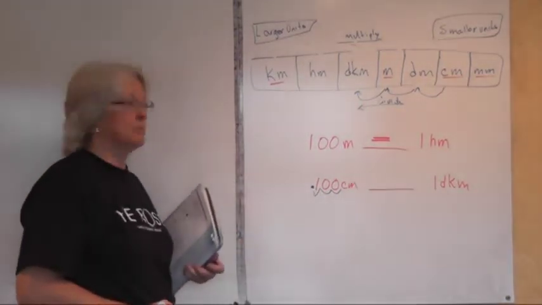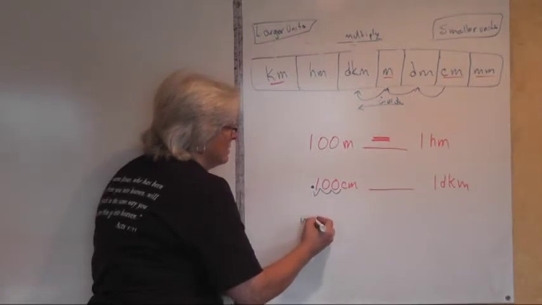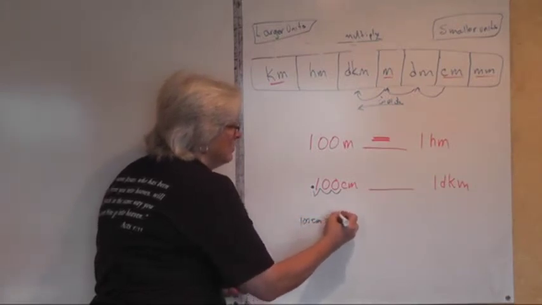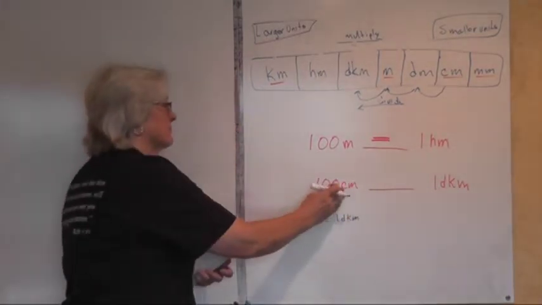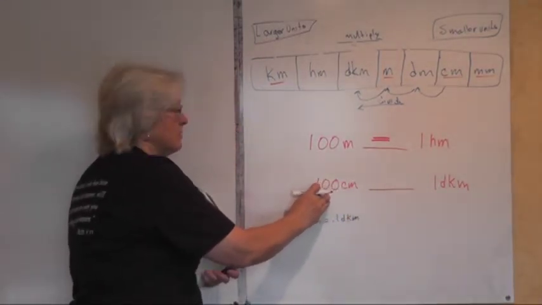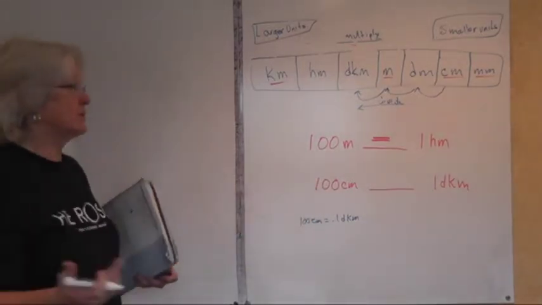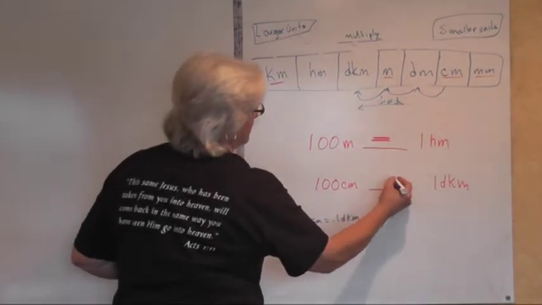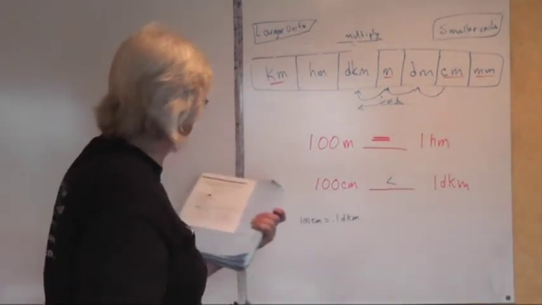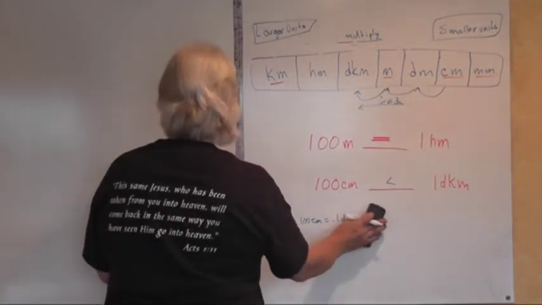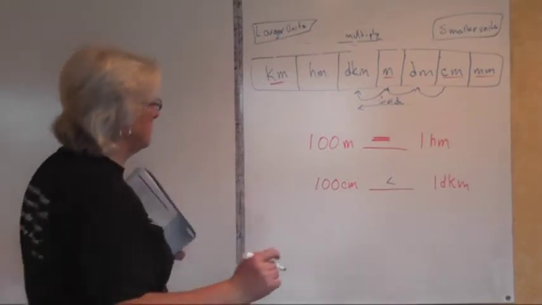So 100 centimeters is actually equal to 1/10 of a decameter. So 100 centimeters, if it's equal to 1/10 of a decameter, is clearly less than 1 decameter. The final one that I want to show you is the comparison between a hectometer and 10 meters.